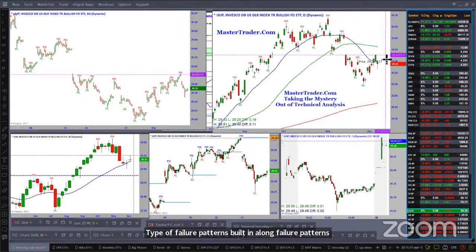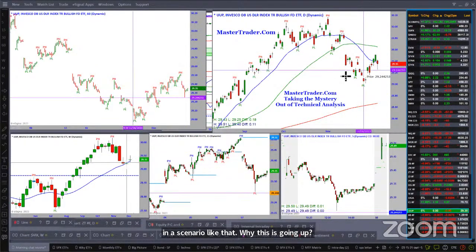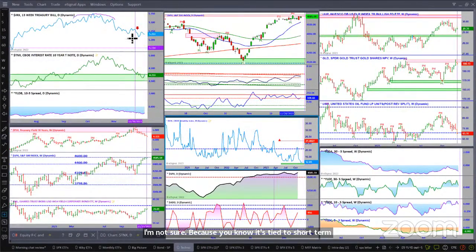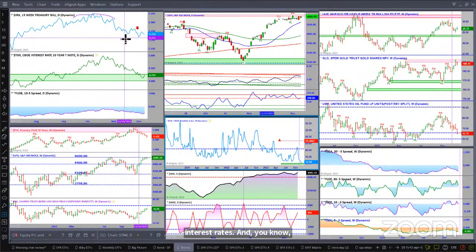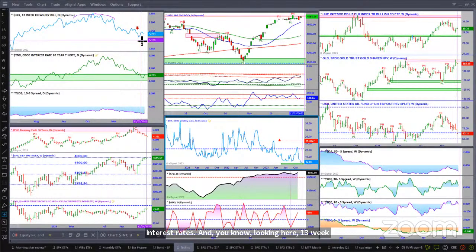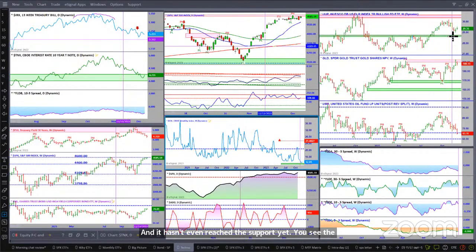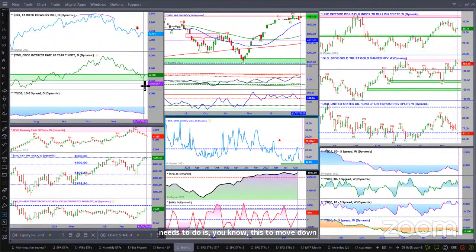Why this is going up, I'm not sure, because it's tied to short-term interest rates. Looking here, the 13-week has been trending down, was up a little bit, but is kind of flattish and doing nothing. It hasn't even reached the support yet. You can see the upper right-hand chart. It hasn't reached down here yet. So if the markets are going to have a last hurrah, this needs to move down, and interest rates need a little more blip down into that major support area. And then we'll see what happens.